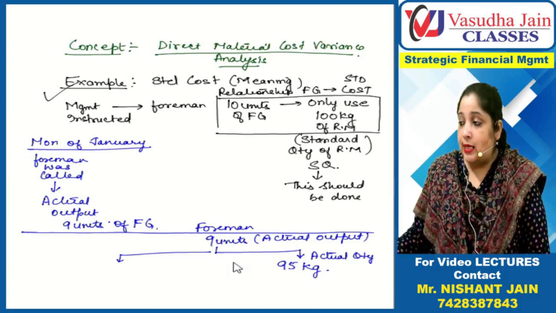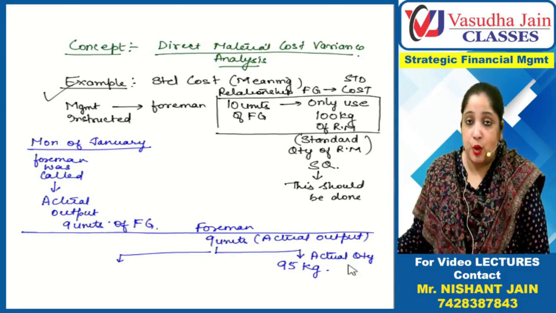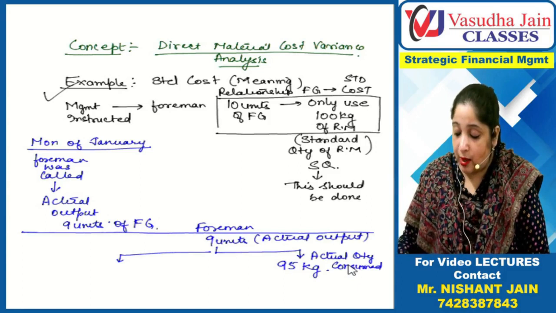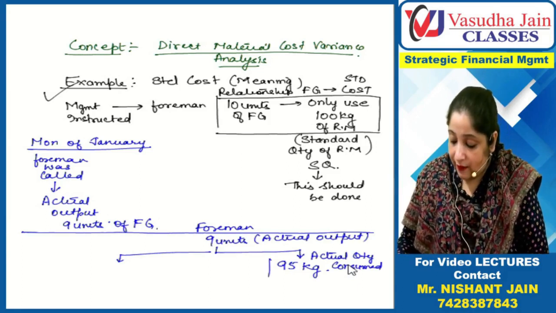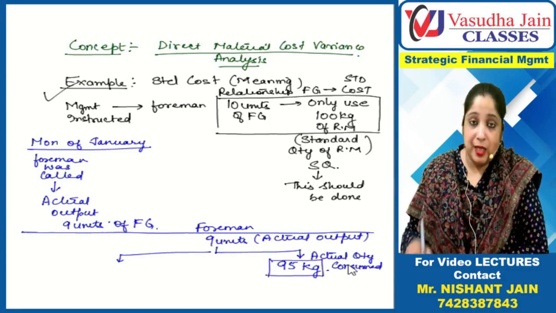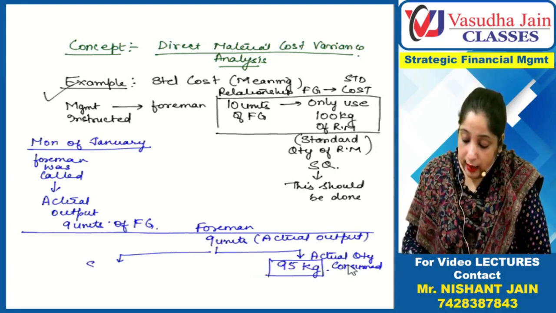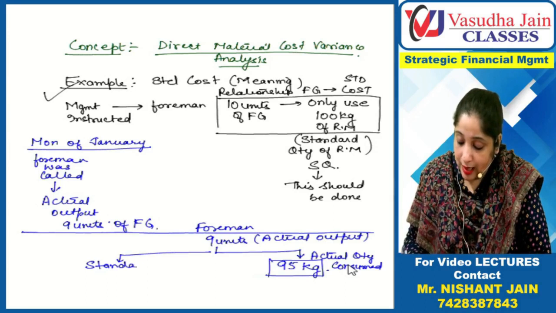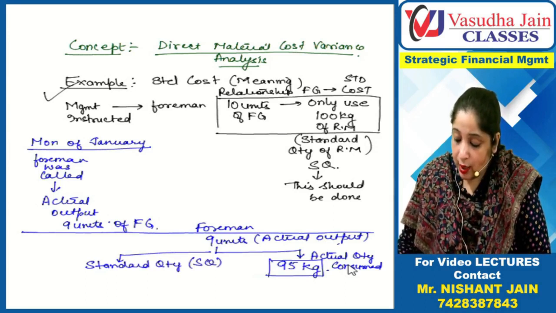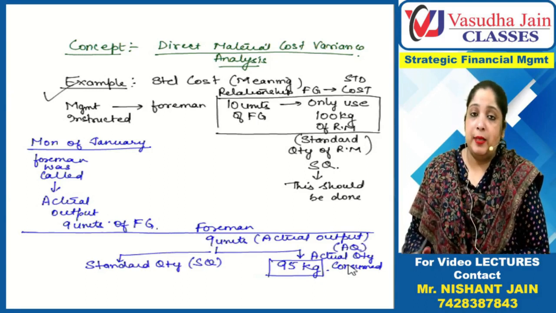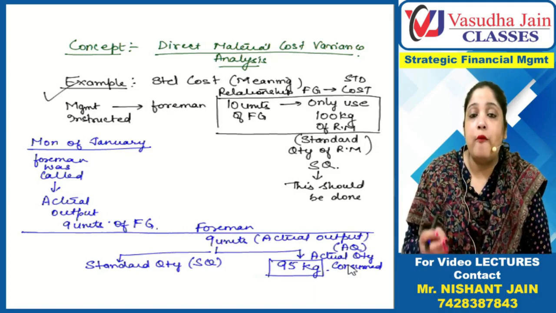What I mean to say is that the actual quantity of raw material consumed in the manufacture of 9 units is 95 kg. So the management asked the foreman, why did you use 95 kg? Let us compute first how much standard quantity should have been used, SQ. Actual quantity is represented by AQ and standard quantity is represented by SQ, quantity of raw material.